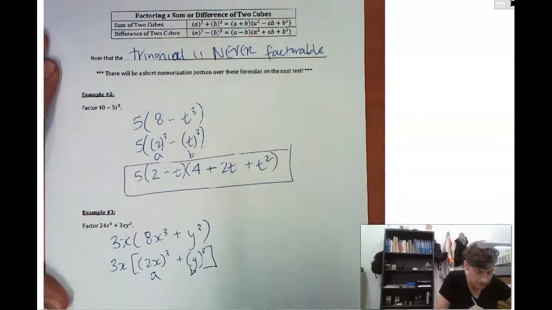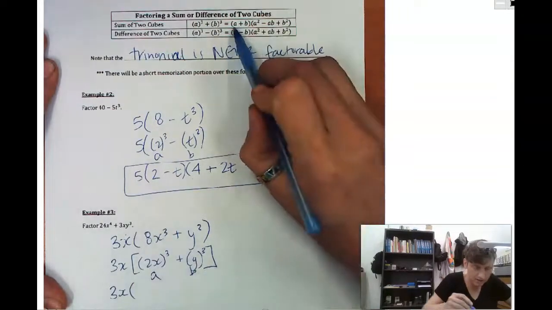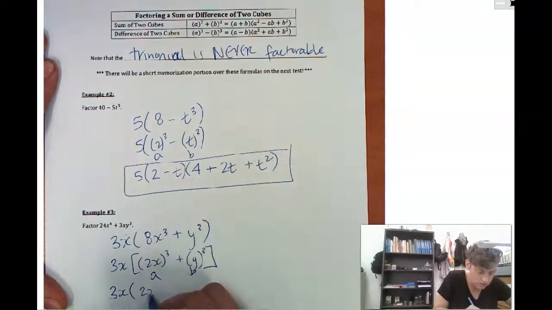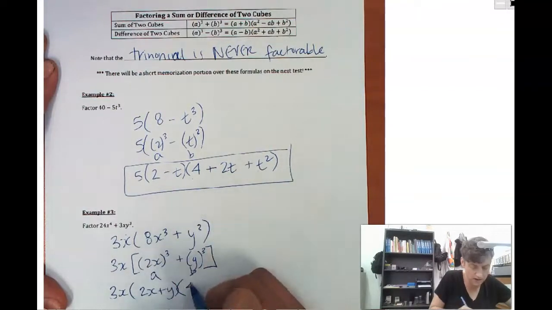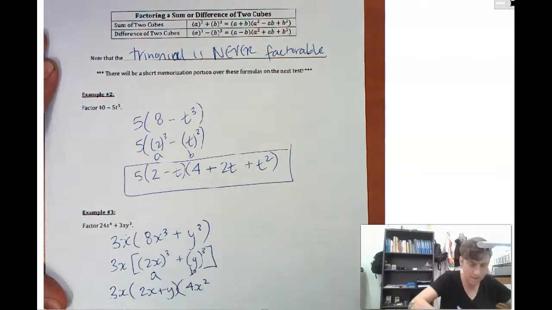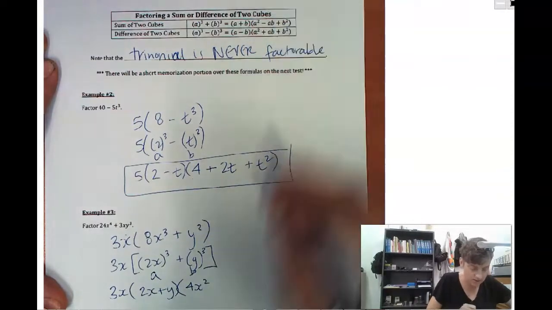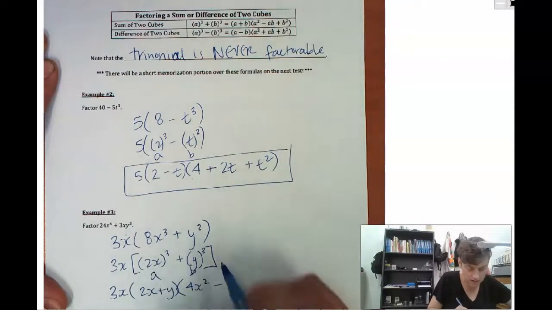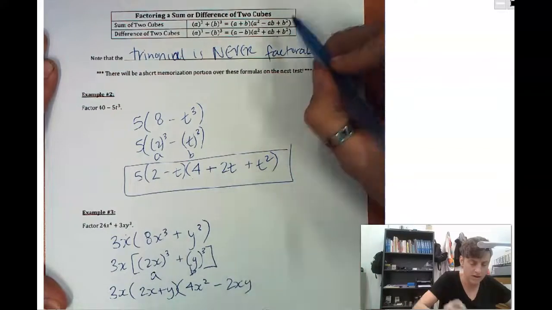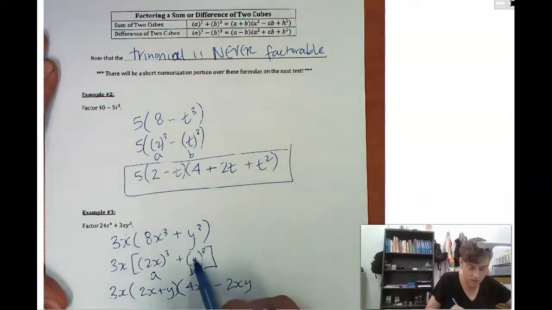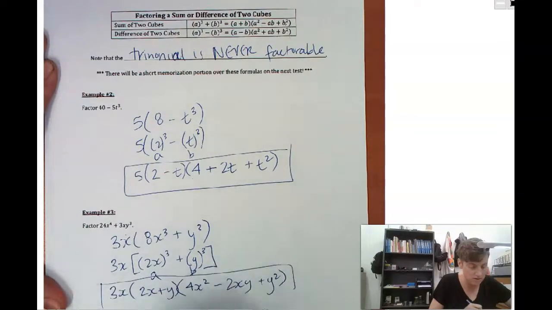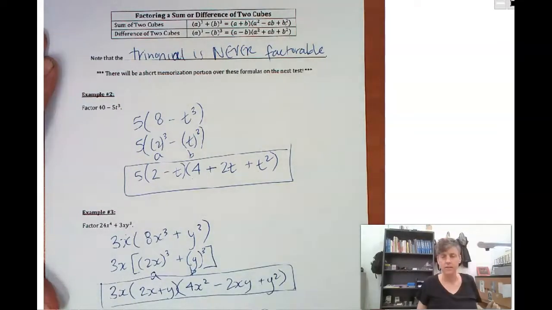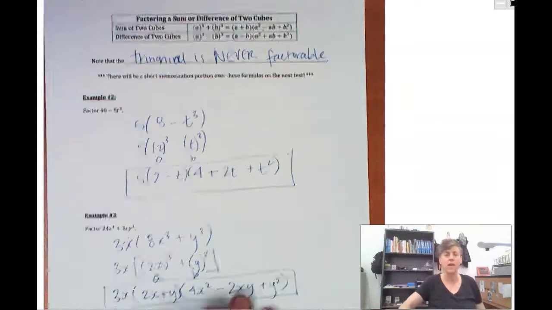So we'll have 3x times a plus b, 2x plus y, times a squared, 2x squared is 4x squared, minus ab, 2x times y is 2xy, plus b squared. B is y, so plus y squared. And that's as good as we can do. There you go. All right.